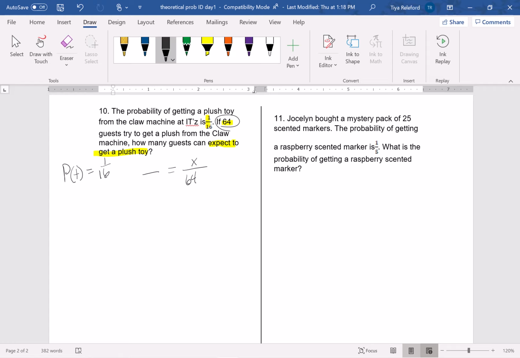I know it doesn't say 64 times, but each guest does it one time. That's 64 times. Number 11 says Jocelyn bought a mystery pack of 25 scented markers. The probability of getting a raspberry scented marker is 1/5.